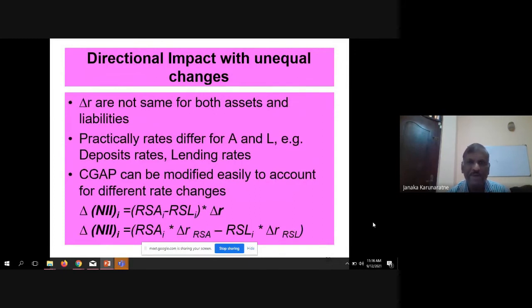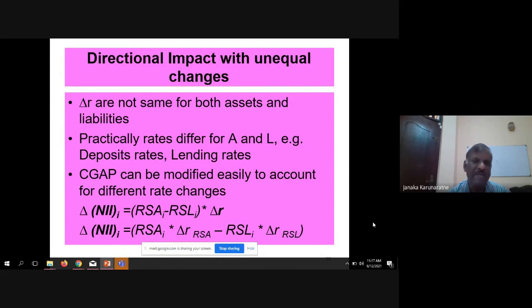Okay, so the directional impact with unequal changes. That means, let's say in an increasing interest rate environment, the asset rate increased by 1%, but liabilities increase only by 75 basis points, or 0.75%. So it can happen that both assets and liabilities may not shift in parallel, in either increase or decrease.